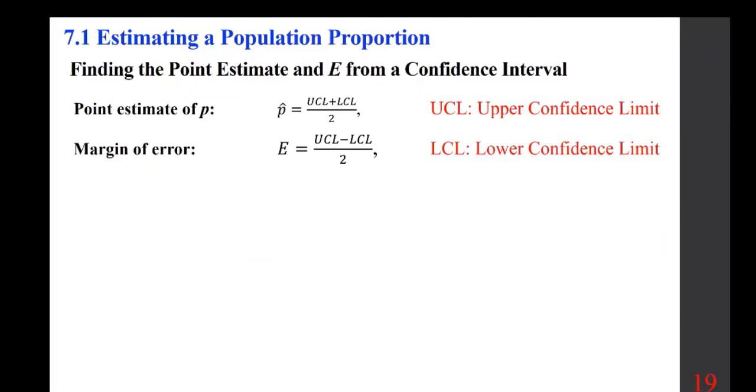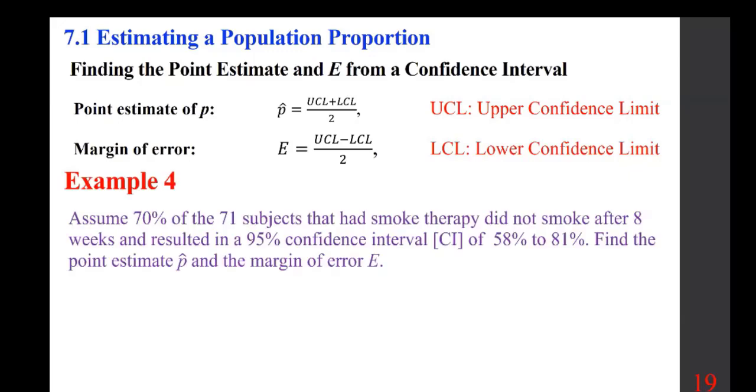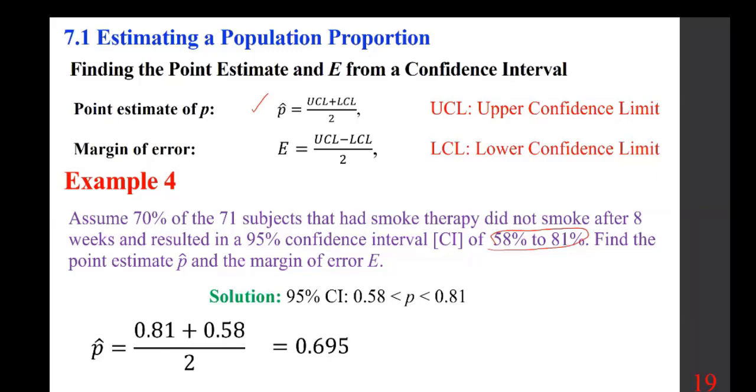The next thing we want to look at is a slightly different example. We mentioned how we arrive at p hat and E. Here's an example. Assume 70% of the 71 subjects that had smoking therapy did not smoke after 8 weeks, and this resulted in a 95% confidence interval of 58% to 81%. Find the point estimate p hat and the margin of error E. So let's see what is given. The confidence interval is given. To find p hat, we use the top formula: add the two end numbers, 0.58 and 0.81, and divide by 2. And to find E, subtract and divide by 2.